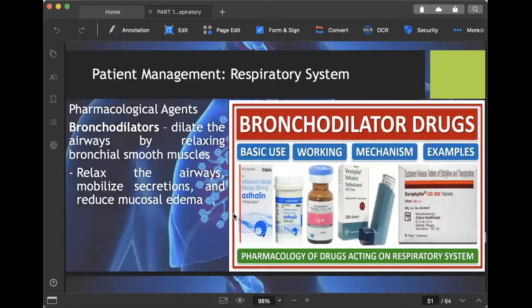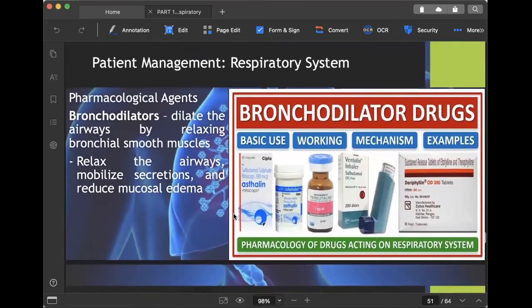We have here your pharmacological agents. We have your bronchodilators. These are a type of medication that makes our breathing easier by relaxing the muscles in the lungs and widening our airways in the bronchial area of our lungs as well. They're often used to treat long-term conditions where the airway may become narrow and inflamed, such as your asthma as well as your COPD.